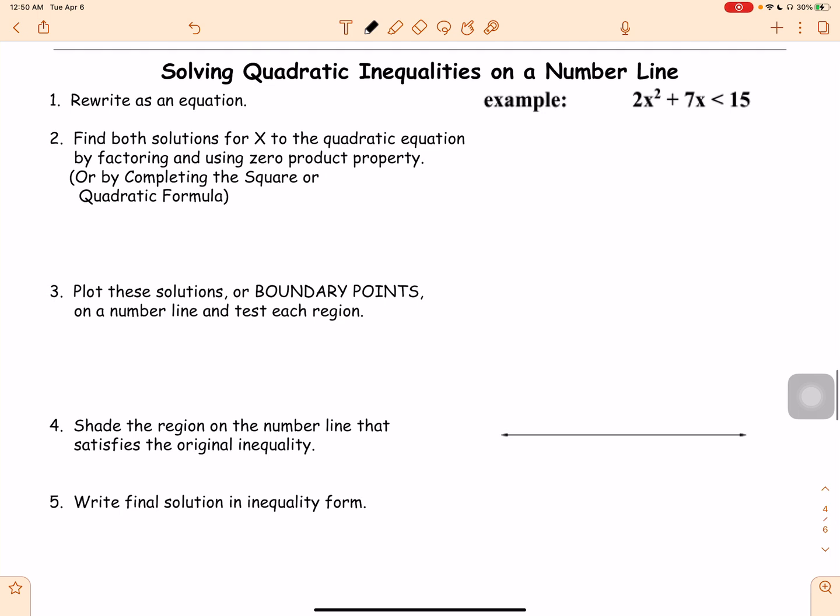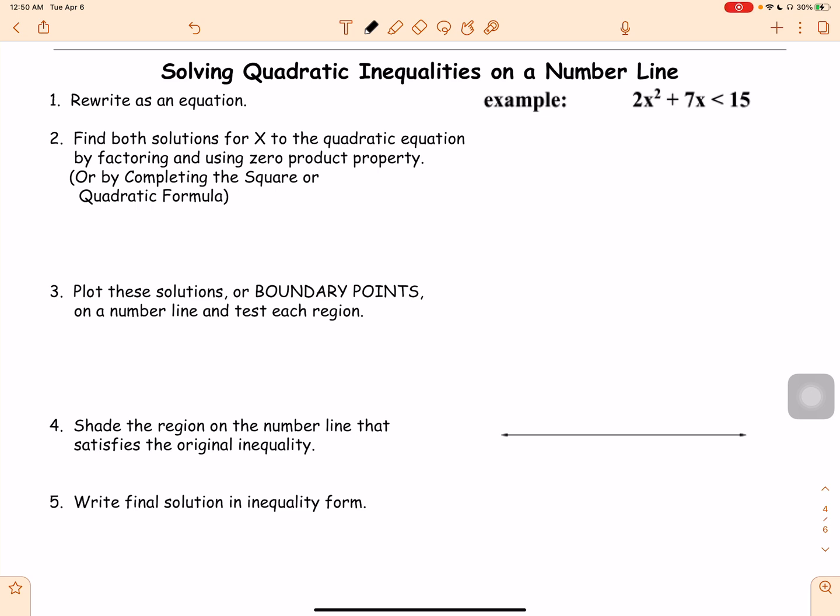All right, so solving quadratic inequalities on a number line. So this one, we're going to be plugging in points and testing them. There are not many practices, or actually there's no practices that I could find on quadratic inequalities. So it's really important that you pay attention to this video because there's no practices to go along with it, okay? So here are the steps.